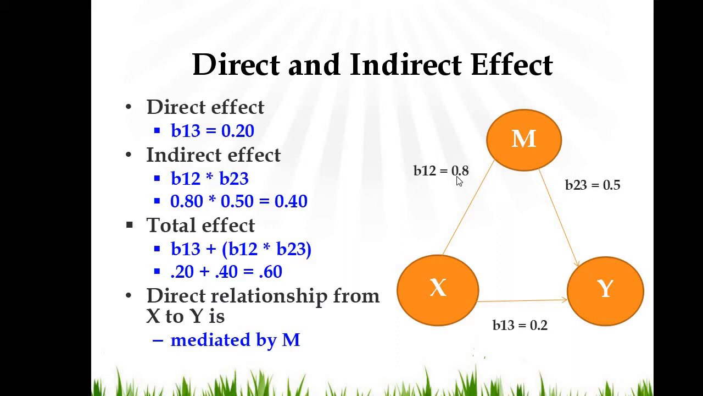So here you see 0.8 multiplied by 0.5, so you get 0.40. So 0.40 is the indirect effect, 0.2 is the direct effect, and if you add up the two, 0.2 and 0.4, 0.6 is the total effect. Right? So here we say that m is having a mediating role between x and y. However, we're not sure whether there is mediation or not, and how to do it. Let's move towards Smartpls.